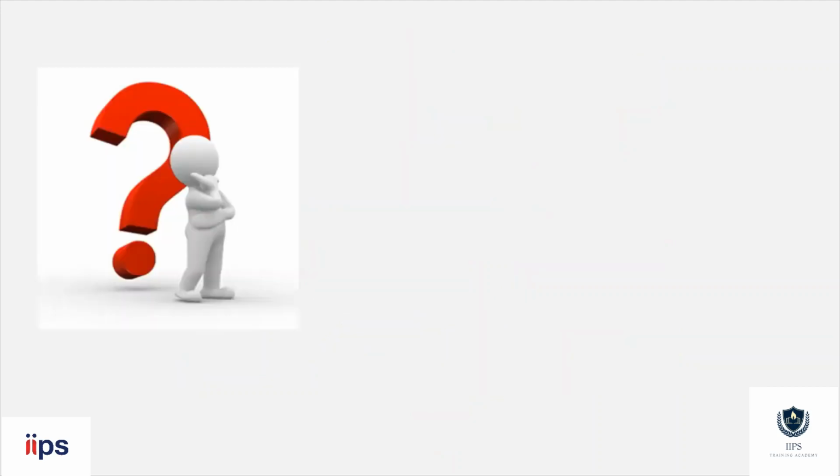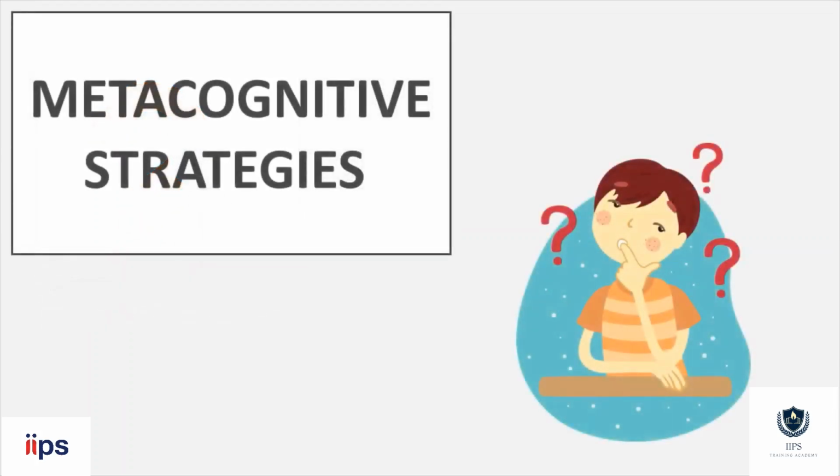The best students, however, can plan, monitor and evaluate which kind of strategies work best and when to use them. Students who display this kind of behavior often make much greater progress. This brings us to metacognitive strategies. Metacognitive strategies are often described as thinking about thinking.